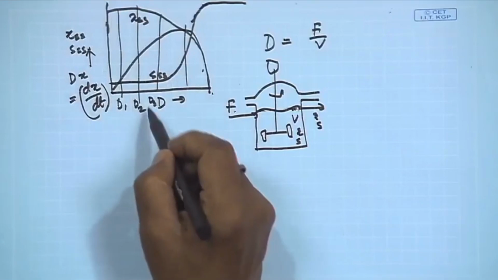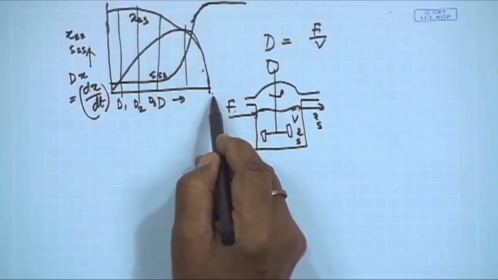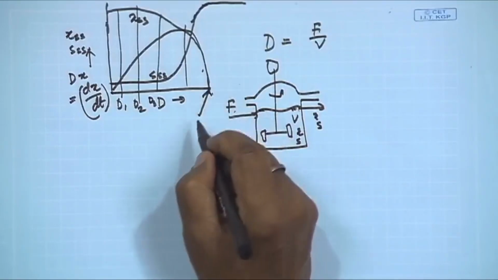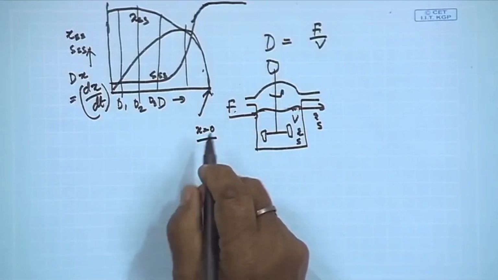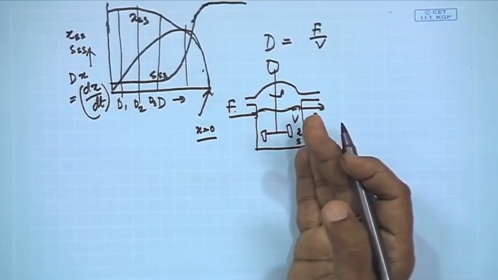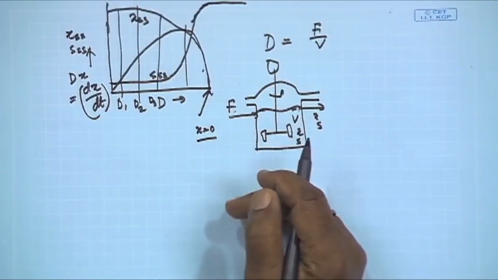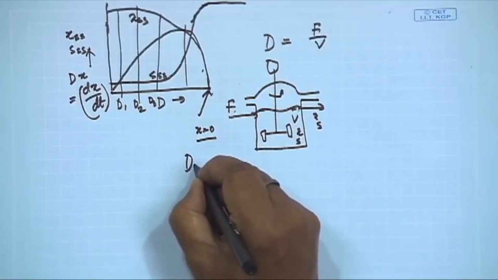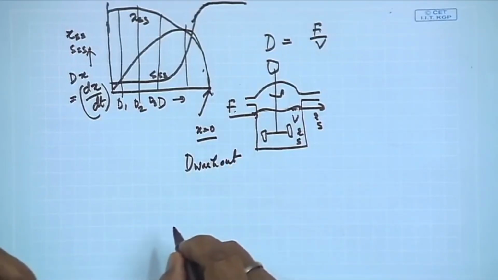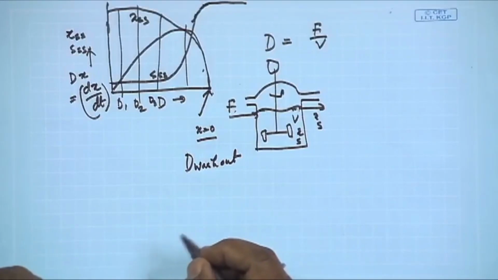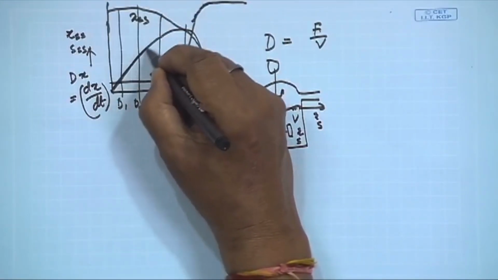So this is exactly what is happening: as the dilution rate increases, your steady state cell mass concentration decreases, and finally this is the crucial point where X equals 0. No cell is present in the reactor, and if there is no cell present, there will be no reactions, because cell mass is usually responsible for carrying out the reaction. This is considered as D washout. D washout means the dilution rate at which there is no cell present in the reactor.